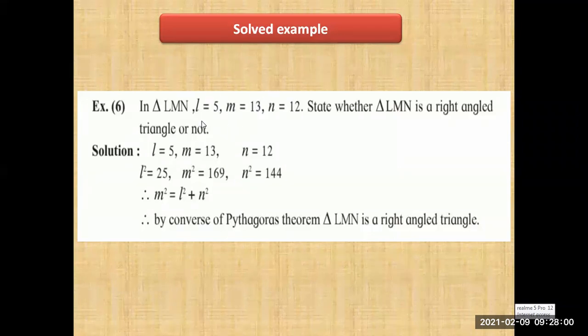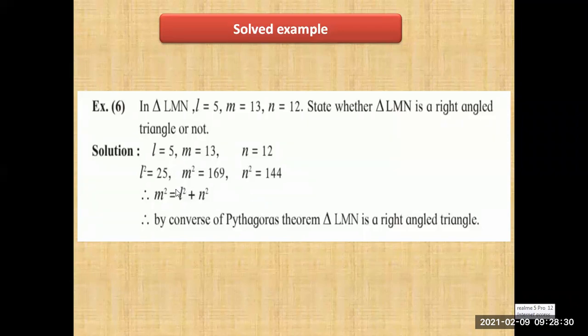So we are applying here the Pythagoras triplet form. First we find the square of L, M, N. So square of L is 25, square of M is 169, and square of N is 144. If we add the squares of any two and get the square of the remaining term, then we write this is a right angle triangle. This one is the converse of Pythagoras theorem.